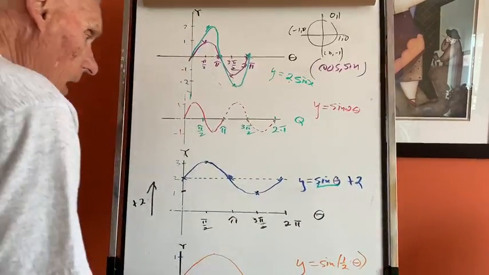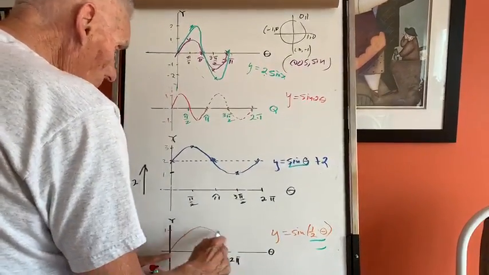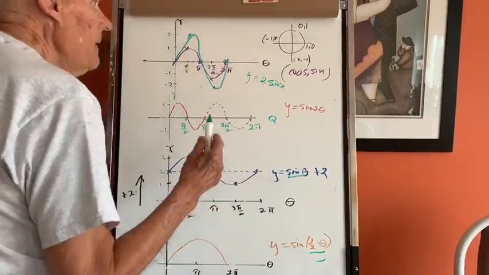Okay, let's go down the bottom. I want half a curve in 2 pi. So I do a half a curve in 2 pi. That's it. Let's go back to the beginning.